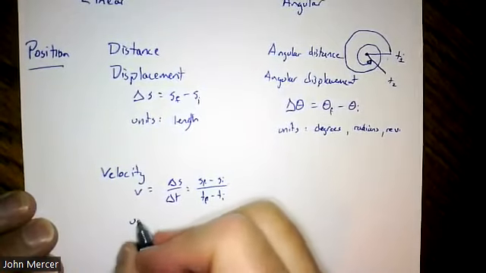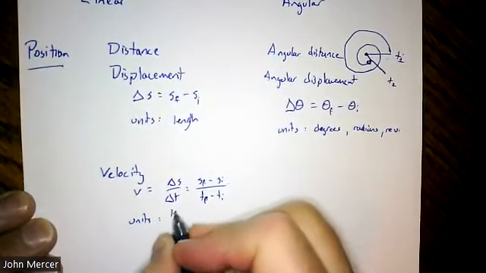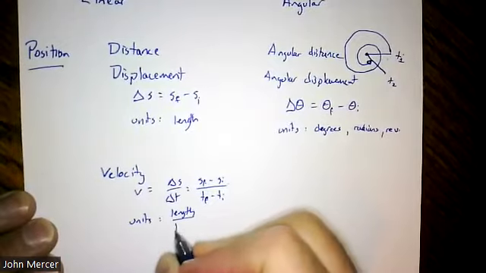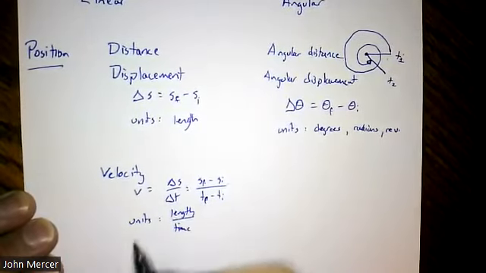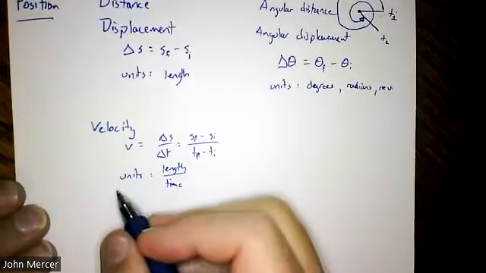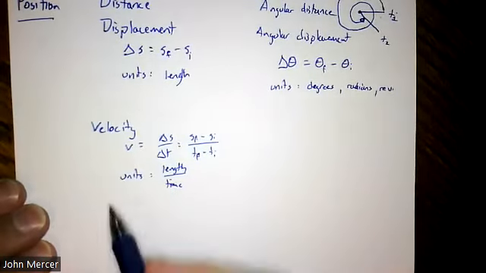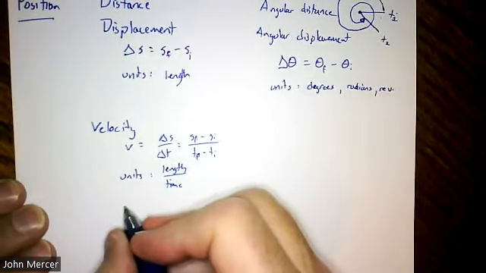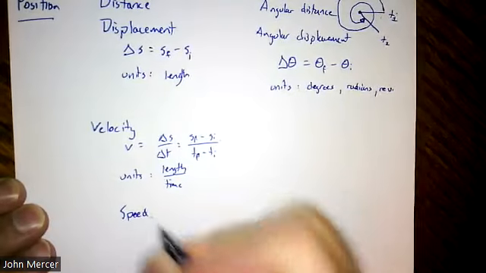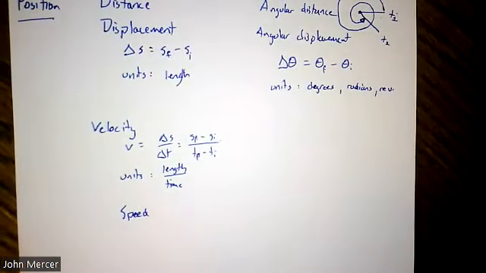In units, or any units of length over any units of time. And the term that we also try to tap into our knowledge of that's closely associated with this is speed. And if I'm in a physics class, I may actually define the magnitude of the velocity vector as speed.